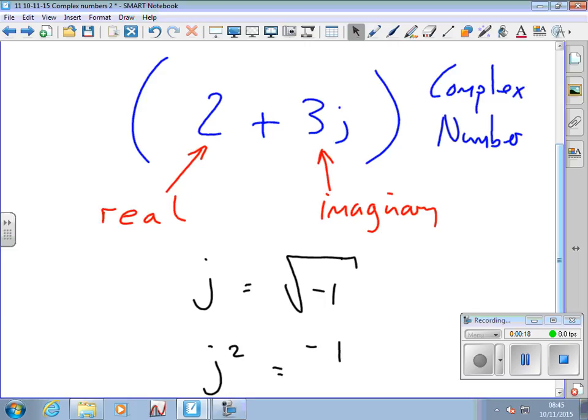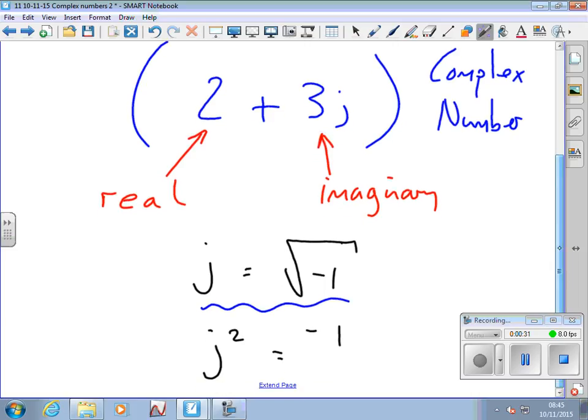Remember, we came up with this imaginary part of the number, where j is this imaginary number, which is the square root of -1. So you need to remember that j is the square root of -1. And it's handy to remember, if that's the case, then j squared is -1. We're back in the real world again.